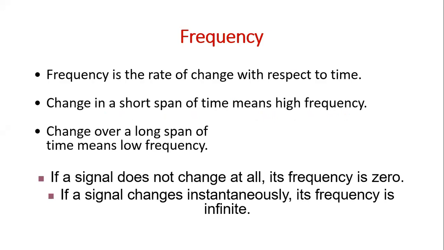In the previous class we have seen the period and frequency. Frequency is the rate of change with respect to time. Changes in a short span of time mean high frequency. Change over a long span of time means low frequency. If a signal does not change at all, then its frequency is 0. If a signal changes instantly, then its frequency is infinite.